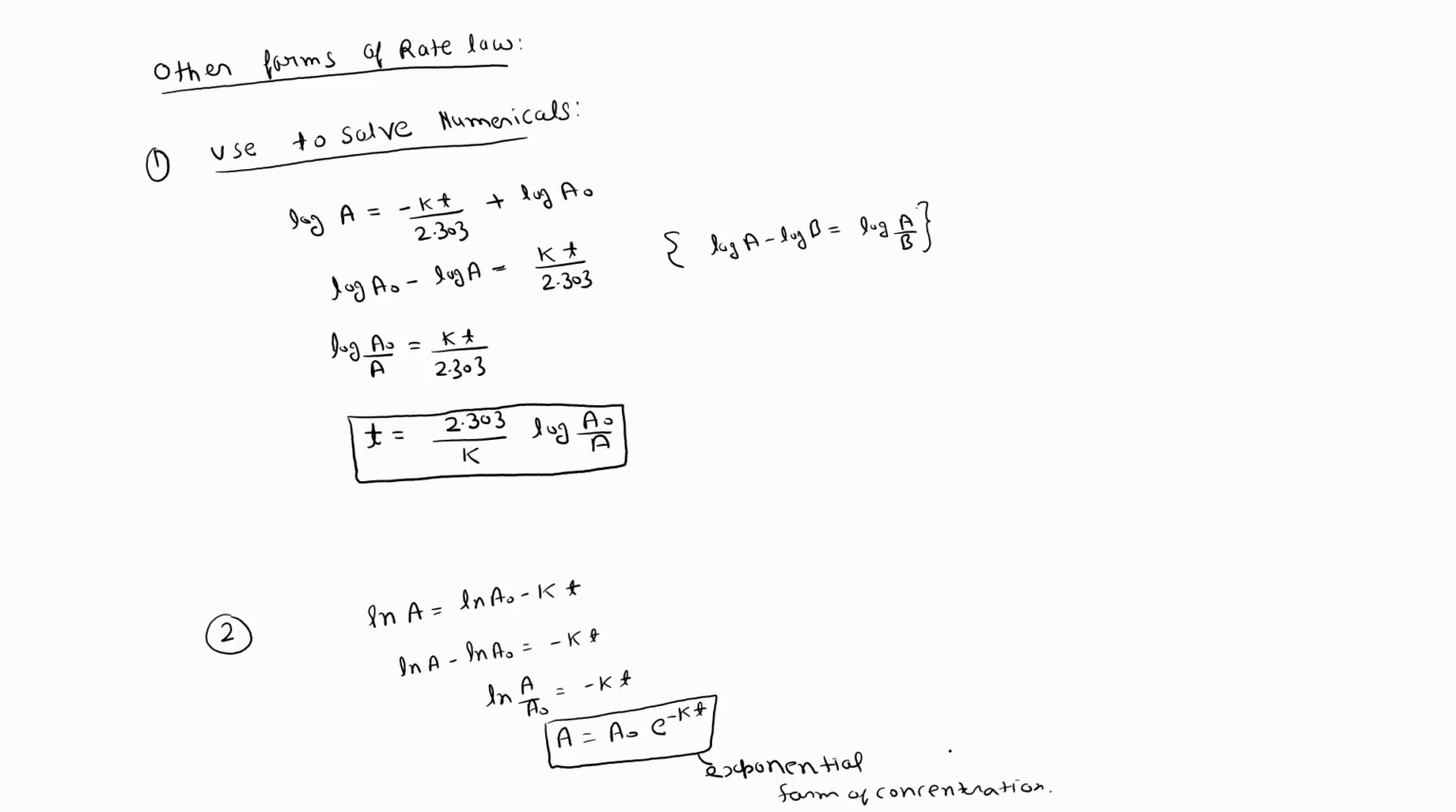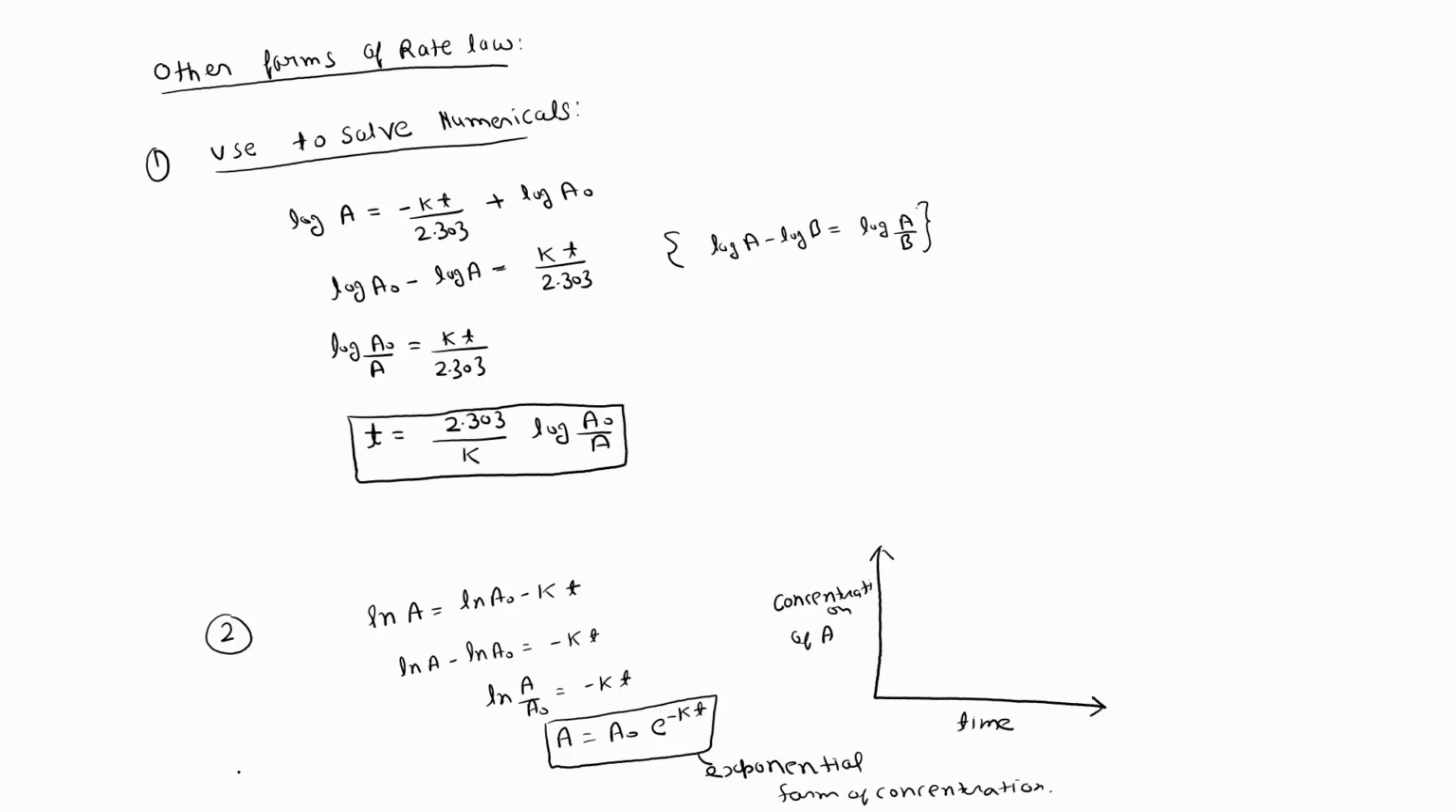Concentration. If we make a graph for this, how will the graph look? How does the concentration of A decrease with respect to time? So, the concentration of A with respect to time. How will the graph look?